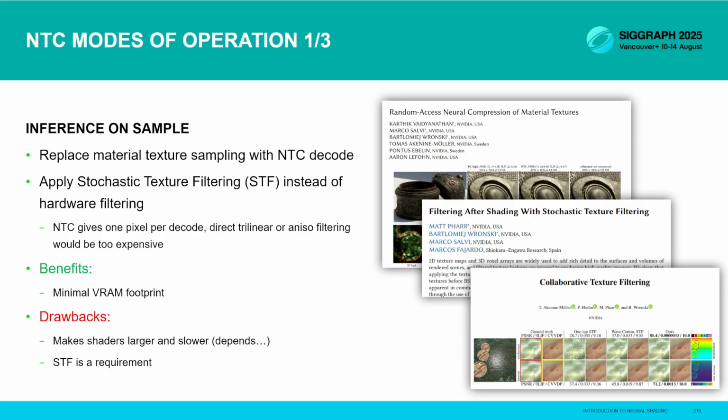Instead, we apply stochastic texture filtering. Instead of loading all texels that participate in the filter operation and blending them together, we randomly pick one of those texels using a specially crafted PDF.